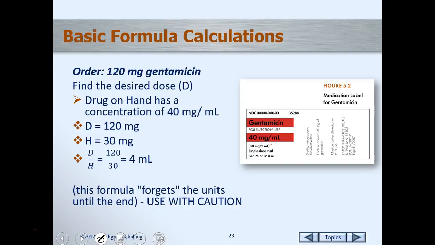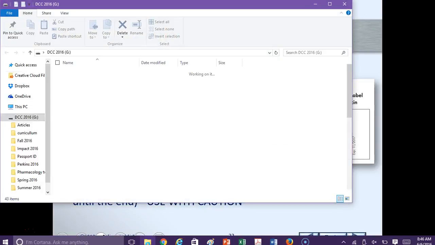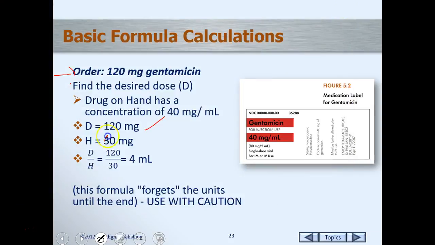So, for example, if the order is for 120 milligrams, our desire is 120. What we have, that should say 40. So that should be 3 milligrams. I have no idea where that 30 came from. Anyways, doing it properly, 120 divided by 40 is equal to 3 milliliters.